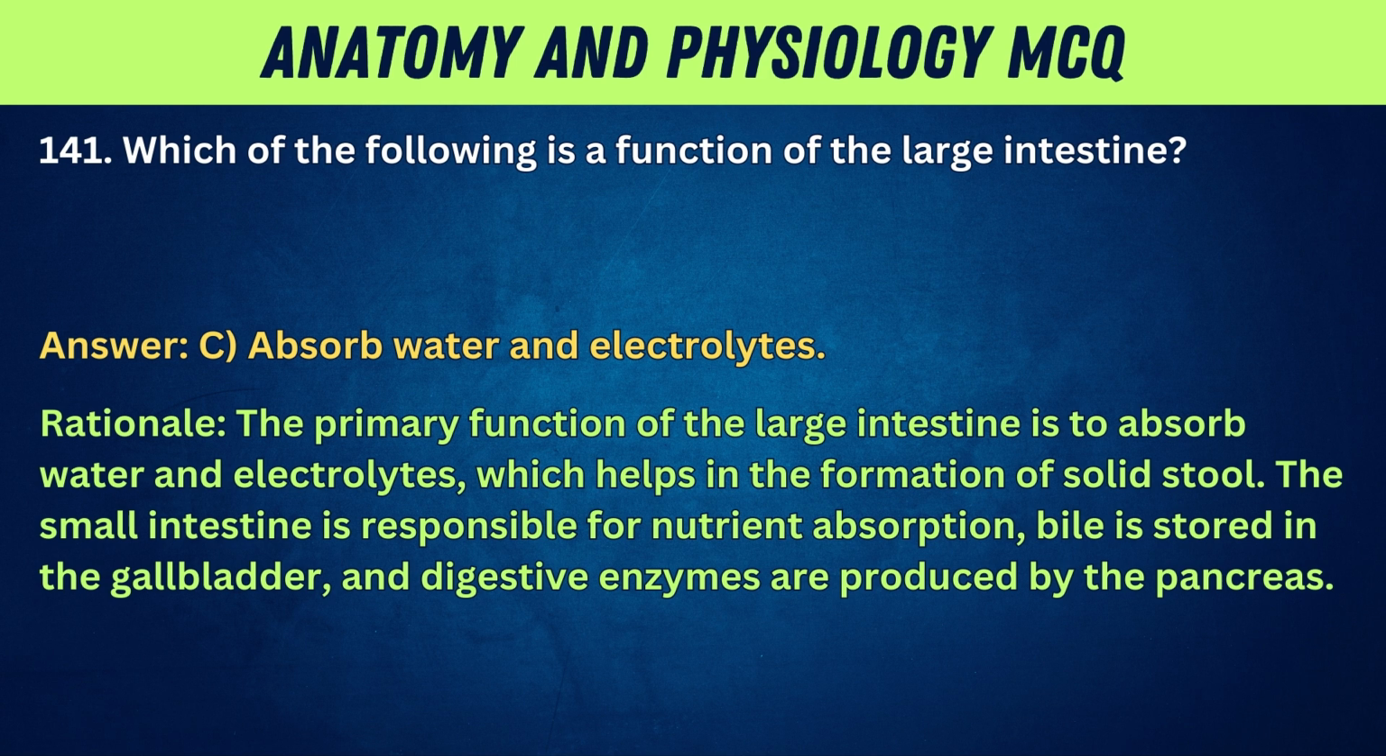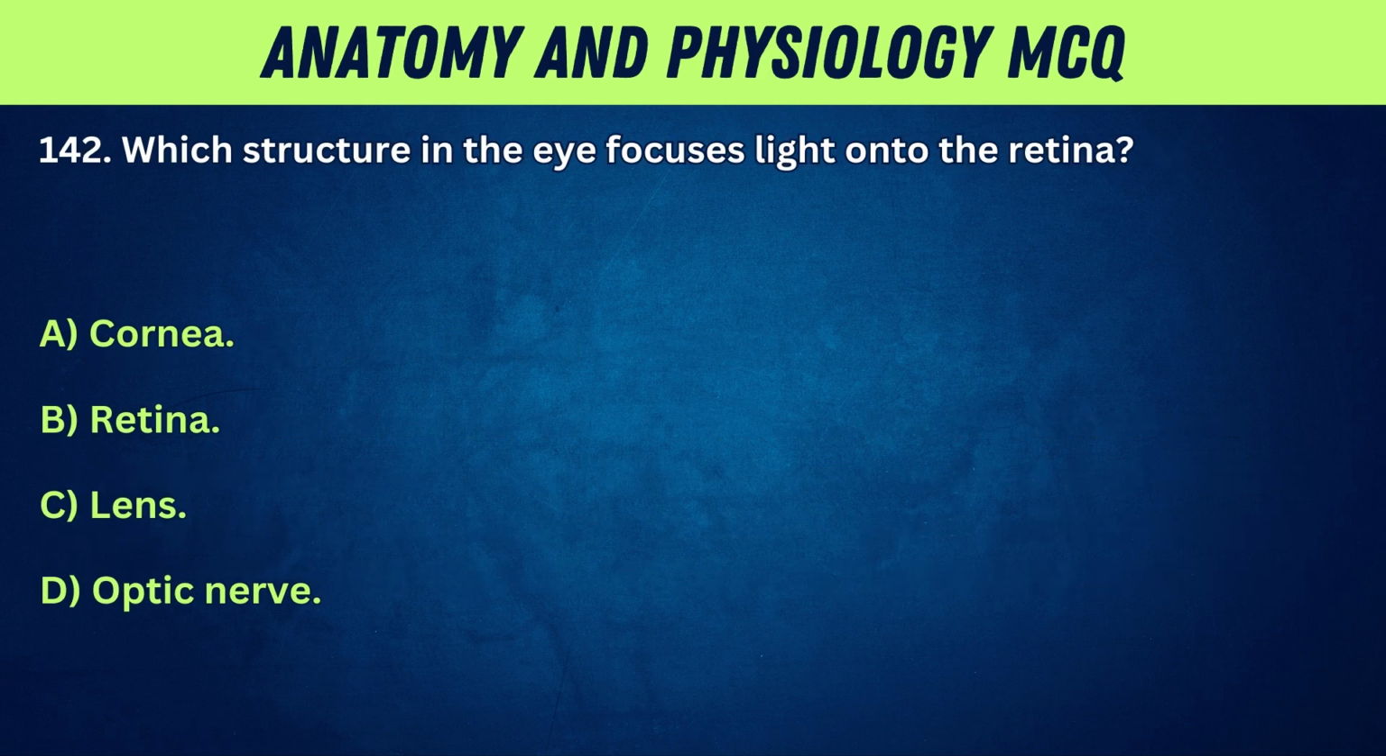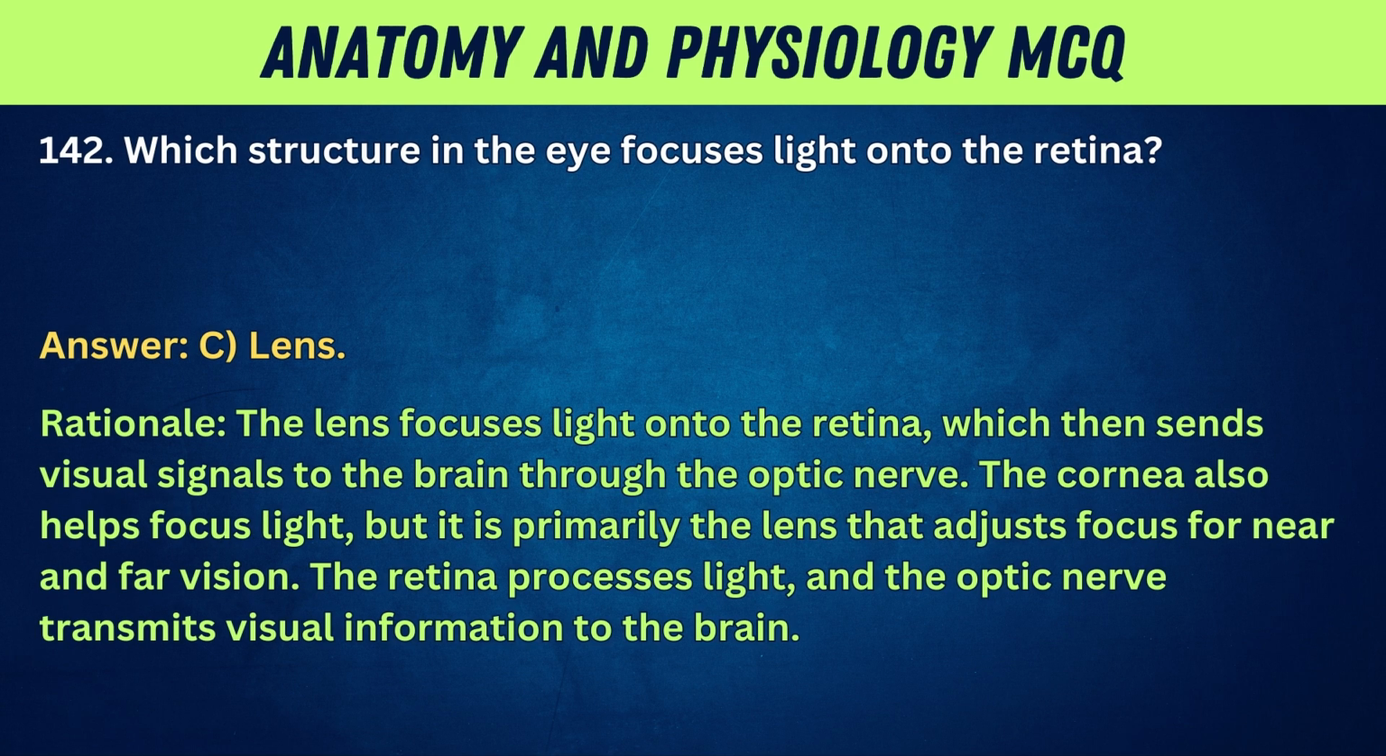142. Which structure in the eye focuses light onto the retina? A. Cornea. B. Retina. C. Lens. D. Optic nerve. Answer: C. Lens. Rationale: the lens focuses light onto the retina, which then sends visual signals to the brain through the optic nerve. The cornea also helps focus light, but it is primarily the lens that adjusts focus for near and far vision. The retina processes light, and the optic nerve transmits visual information to the brain.